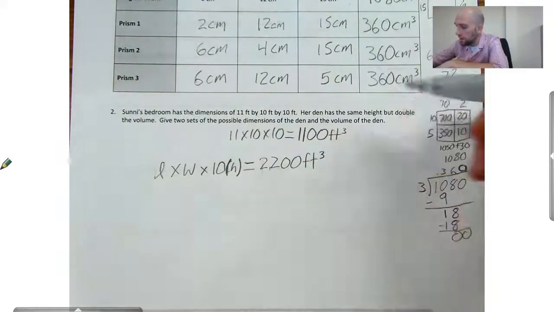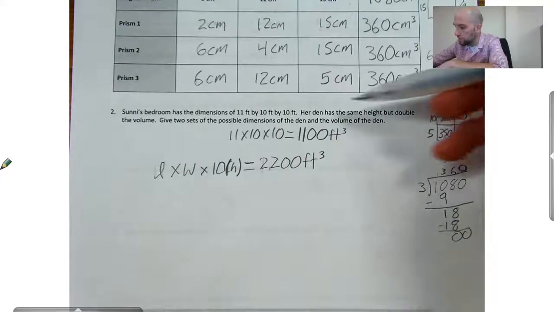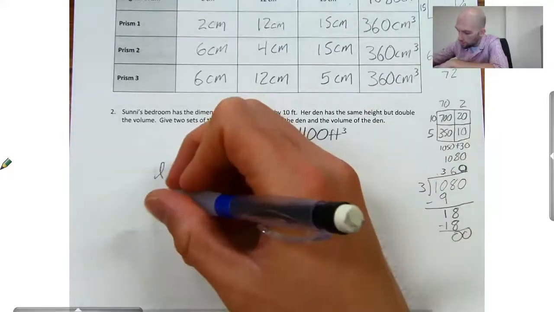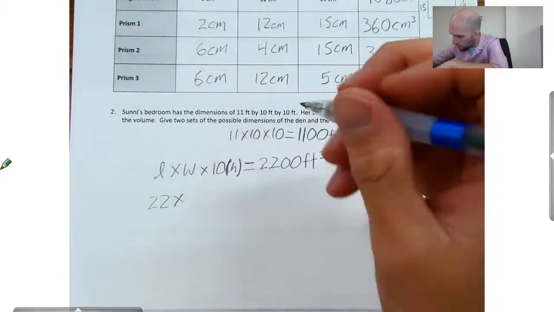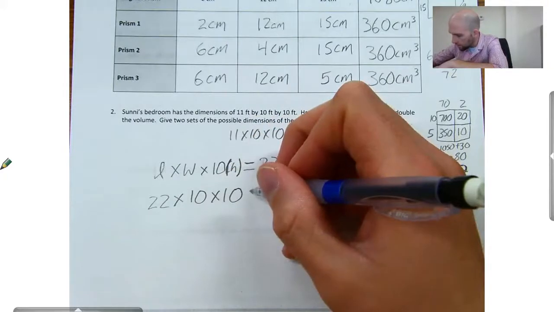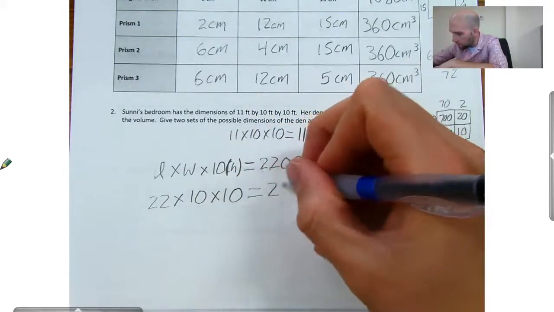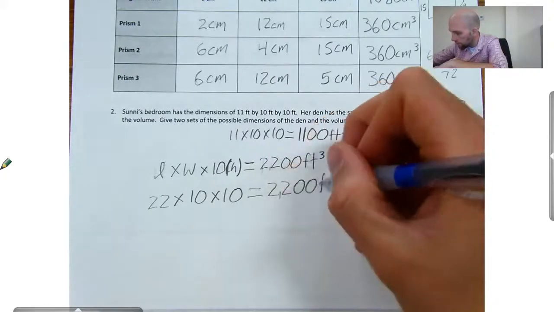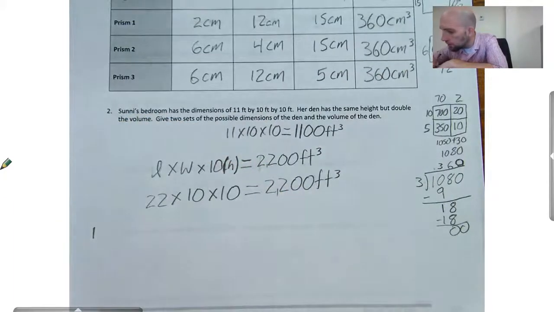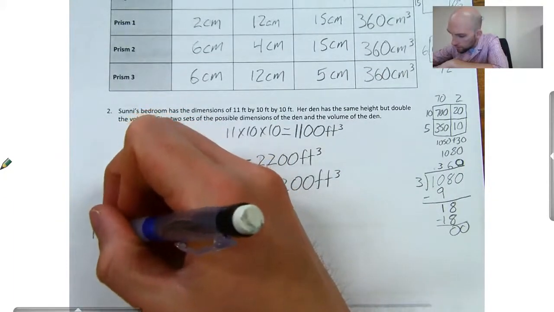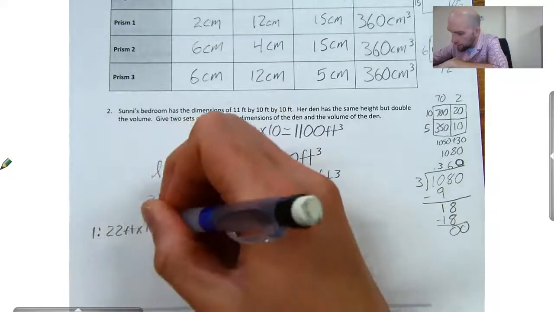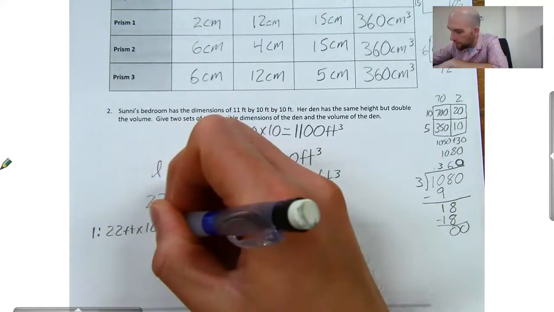So I could simply, if I wanted to double my volume, double one of my dimensions. So let's double 11. We could do 22 times 10 times 10, and that would equal 2,200 cubic feet. I'm going to say the first one is 22 feet by 10 feet by 10 feet.